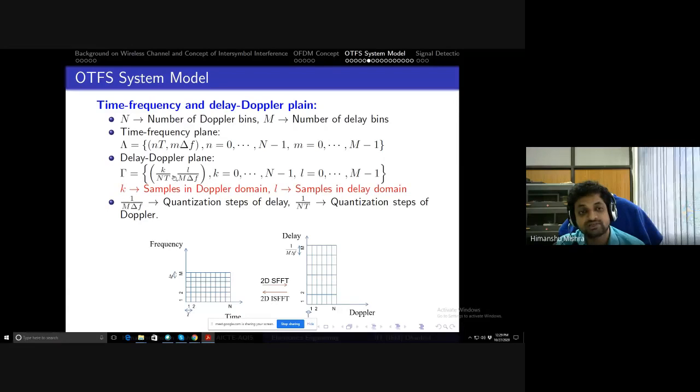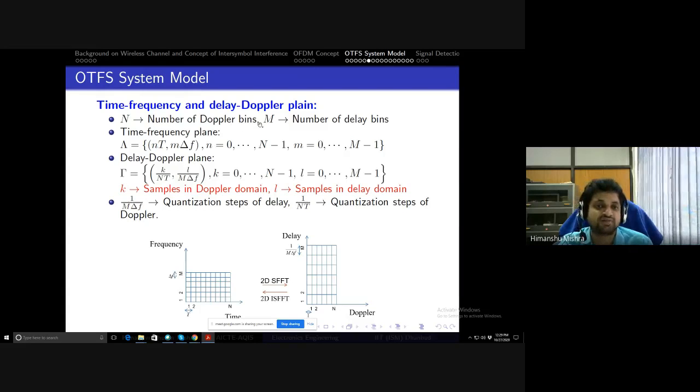That means these are the Doppler samples, because Doppler is inversely proportional to time. And these are the delay samples, because delay is inversely proportional to frequency, M delta f. So k you take from 0 to capital N minus 1, which means you have considered N Doppler bins. One important point is that N is the time duration, so N number of symbols is the same as N number of Doppler bins, and similarly M number of delay bins is the same as capital M delta f.